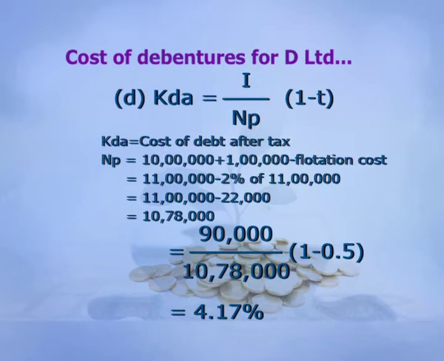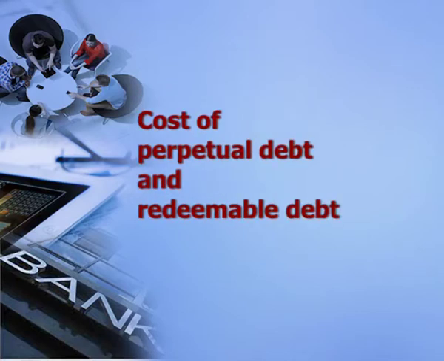Cost of debentures for D Limited will be KD is equal to I divided by NP multiplied by (1 minus T), where NP is equal to 10 lakh plus 1 lakh minus flotation cost, which is equal to 11 lakh minus 2% of 11 lakh, which is further equal to 11 lakh minus 22,000, which is equal to 10 lakh 78,000. Finally, KD is equal to 90,000 divided by 10 lakh 78,000 multiplied by (1 minus 0.5), and the answer is 4.17%.